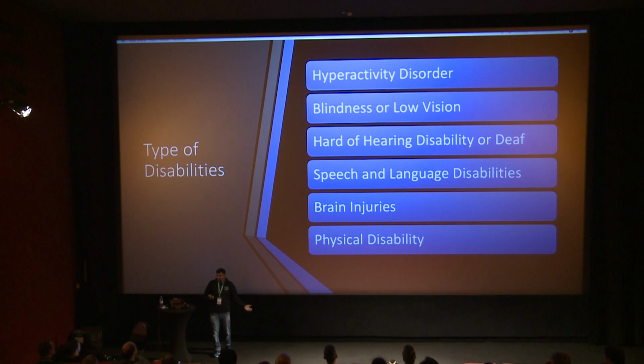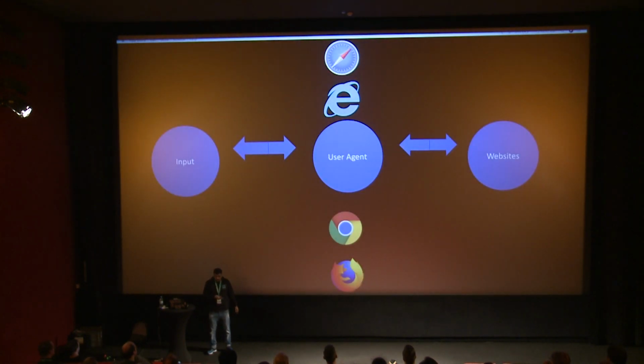Well, these are the most specific kinds of disabilities that you can think of: hyperactivity disorder, hard of hearing, language problems, brain injuries, motor disabilities, cognitive disabilities. There are a lot, but these are the most specific categories. So if you give an input, meaning you make a website, and your user agent, which you think of as Chrome, Mozilla, Internet Explorer maybe, you make your website compliant only to these browsers, and you check the responsiveness daily to see if it is working on all the platforms.